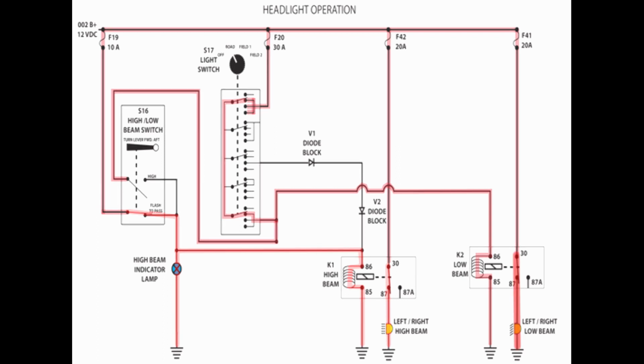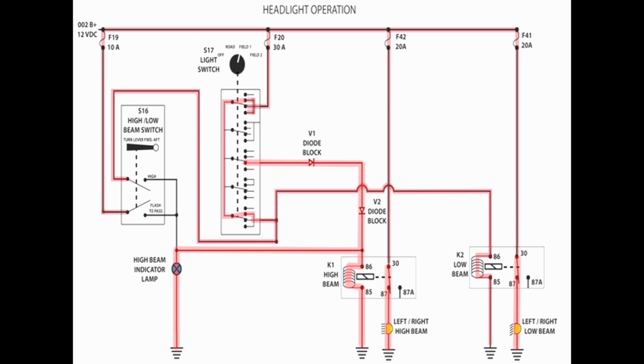Since we are focusing on the headlight operation, we will ignore other functions of the rotary switch for the time being. It is worth noting that in the field 1 position of the switch, current will flow out through the center set of contacts in the switch and through diode block V1 and V2 to the high beam relay coil. The coil will pull in the contacts and current will flow to ground through the left and right high beam lights. Whenever the high beam relay coil is activated, current will also flow to ground through the high beam indicator light on the turn signal switch.